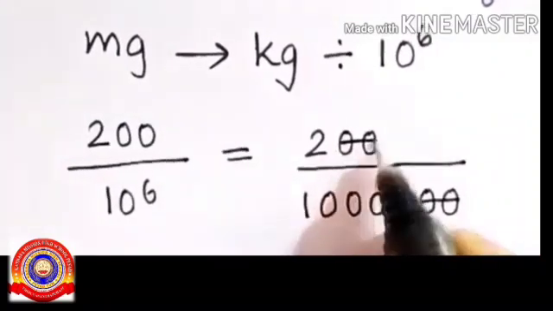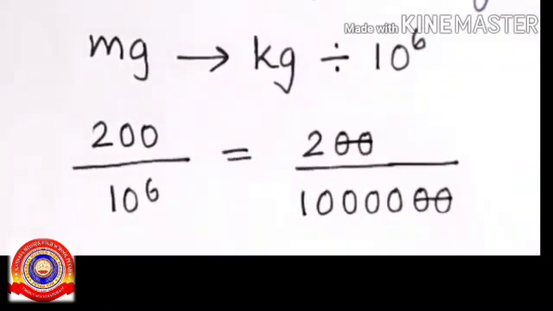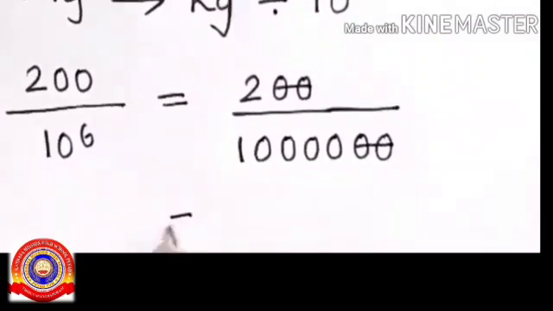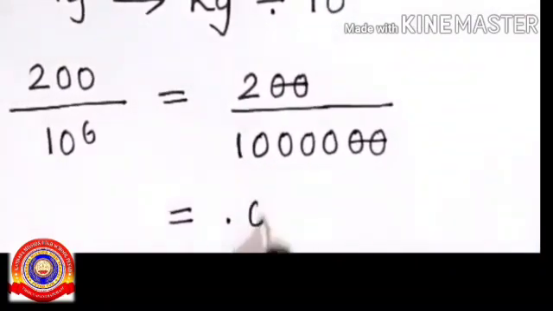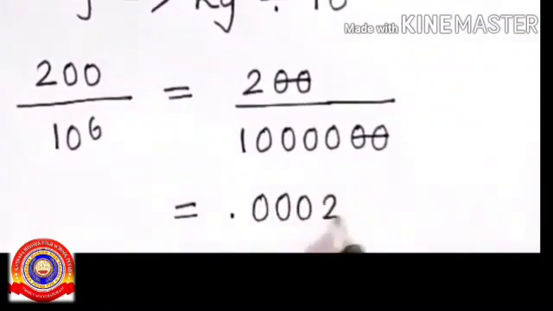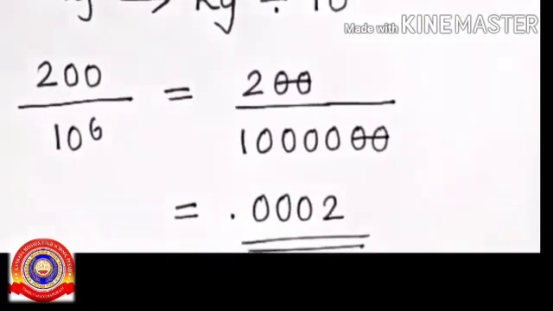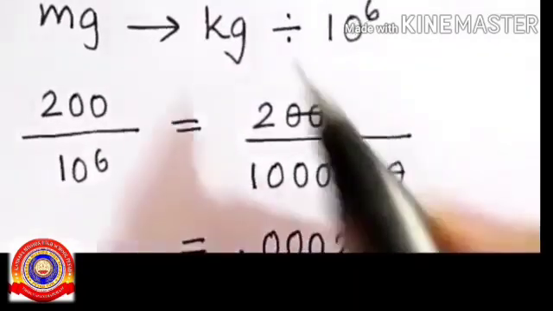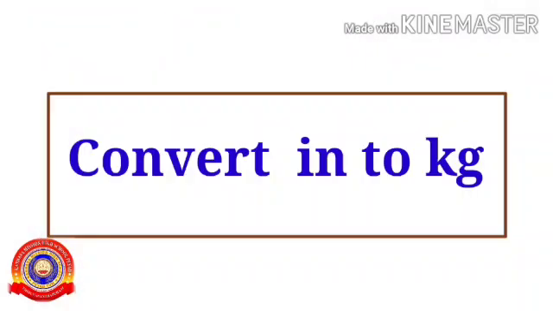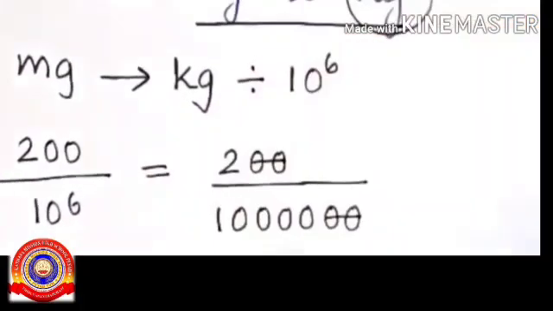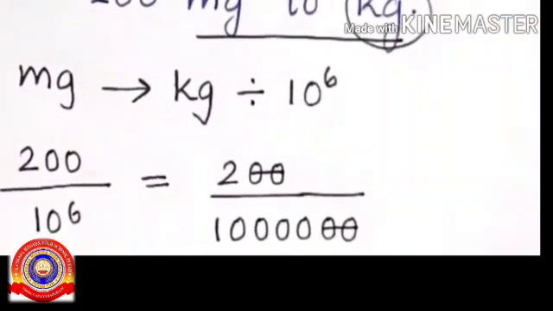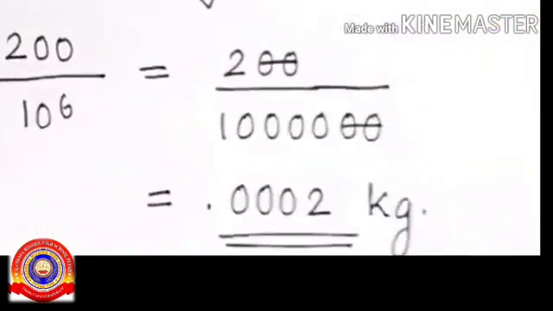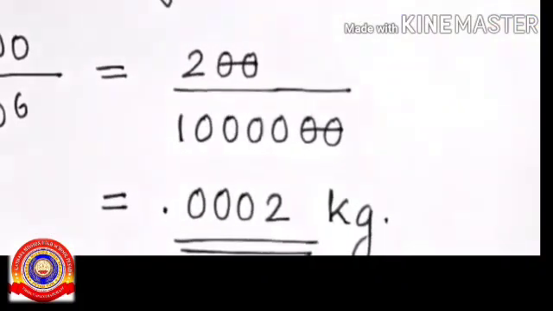Cancelling the two zeros, and giving the decimal, then you got 0.0002. And our question is to convert into kilogram. So, the final unit we have is kilogram. The answer becomes 0.0002 kilogram.